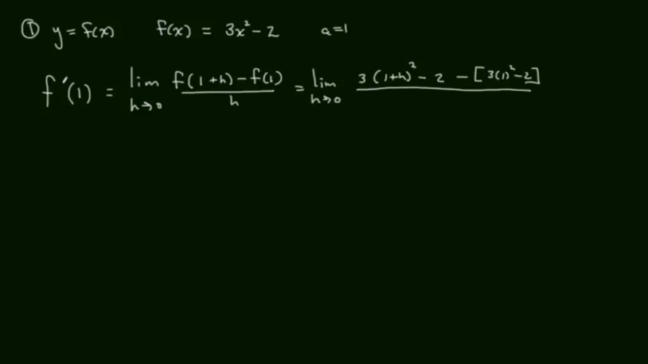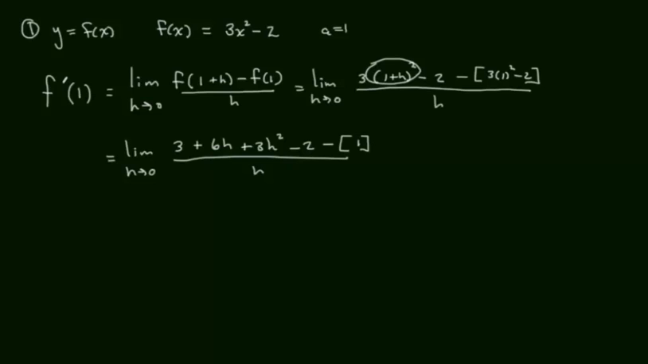all over h. Now we're going to do a little bit of algebra simplification. This is the limit as h approaches 0, and this will be 3. Now I'm expanding this expression here and then distributing all in one step. So we have 3 plus 6h plus 3h squared minus 2 minus, if I simplify inside the bracket, I get 1 all over h.